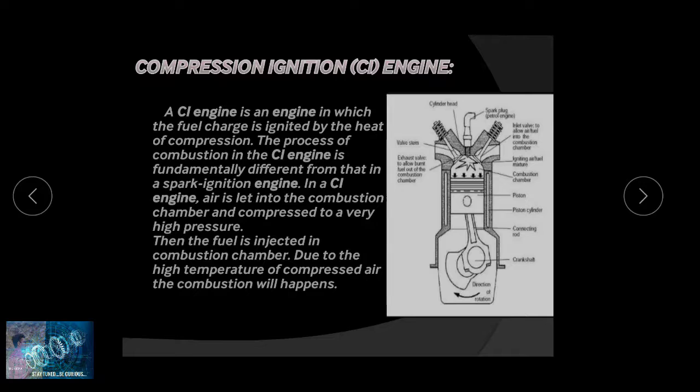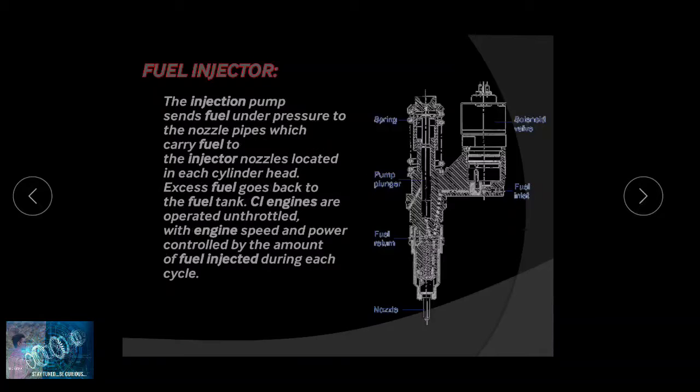Then the compression ignition engine, that is CI engine. A CI engine is an engine in which the fuel charge is ignited by the heat of compression. The process of combustion in the CI engine is fundamentally different from that in spark ignition engine. In CI engine, air is let into the combustion chamber and compressed to very high pressure. Then the fuel is injected into the combustion chamber. Due to the high temperature of compressed air, the combustion will happen.